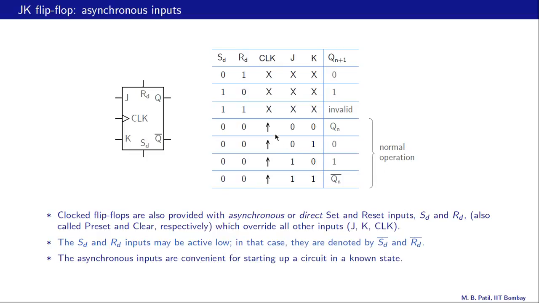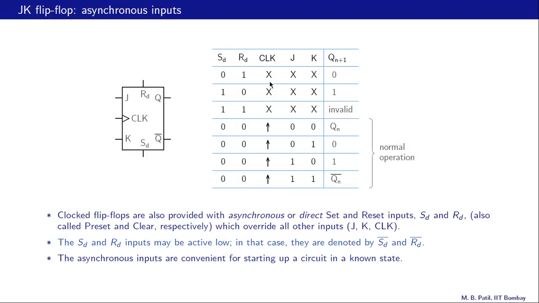We have this active edge. Since it's a positive edge triggered flip-flop, we have this rising edge here of the clock. And these four entries we have already seen earlier. So that is the normal operation of the flip-flop. When SD is 0 and RD is 1, then Q becomes 0, irrespective of these three input values. And that is why we have shown these as don't care conditions, that is X.